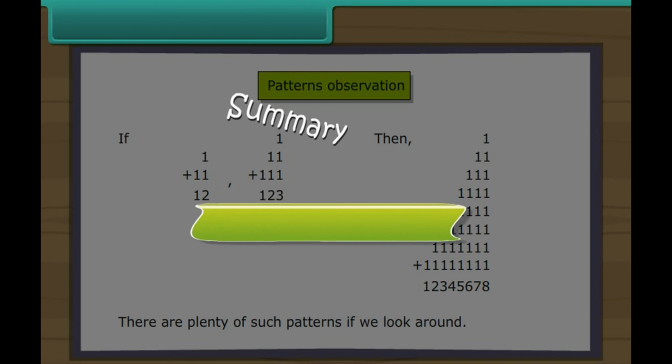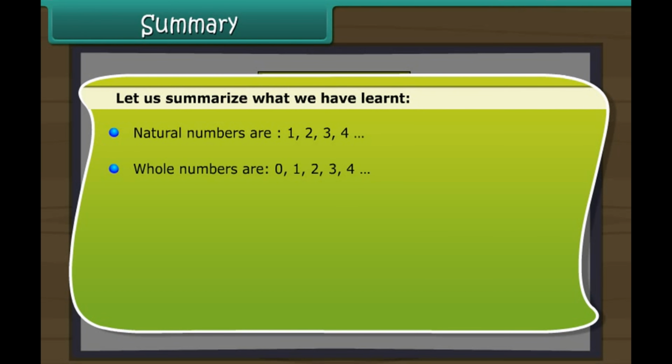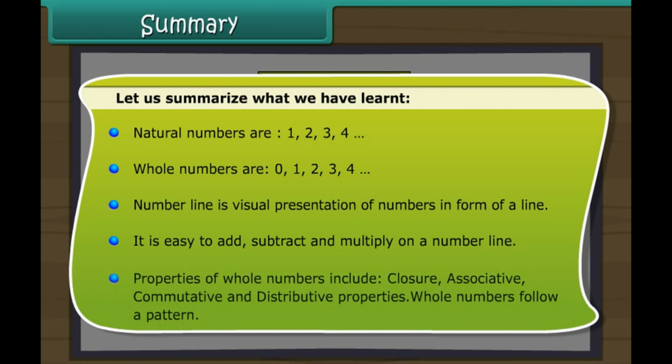Summary. Let us summarize what we have learnt. Natural numbers are 1, 2, 3, 4. Whole numbers are 0, 1, 2, 3, 4. Number line is visual presentation of numbers in form of a line. It is easy to add, subtract and multiply on a number line. Properties of whole numbers include closure, associative, commutative and distributive properties. Whole numbers follow a pattern.